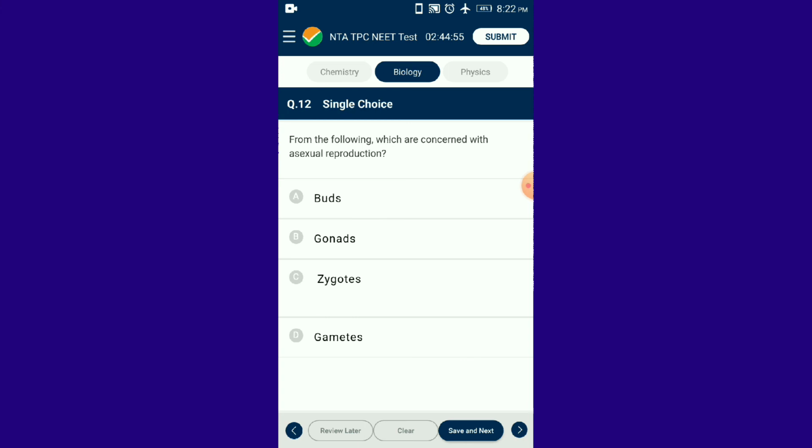Question number 12. From the following, which are concerned with asexual reproduction? Budding is a method of asexual reproduction, whereas others follow sexual reproduction. Buds are unicellular structures that develop as an outgrowth on one side. The daughter nuclei produced through karyokinesis shift into the bud. So the answer for this question is option A, buds.